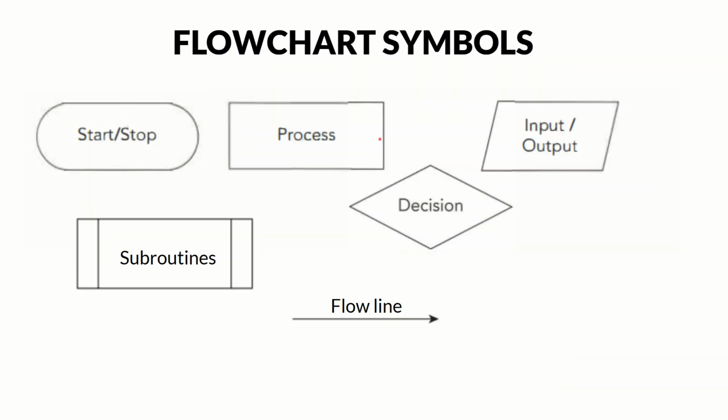So these are the symbols. We have the start or the stop, the same thing. We have the process. Look at the symbol of the process. It's a rectangle. Look at the symbol for input and output. It's a parallelogram. The input and output have the same symbol. Then you have the decision. The decision is a diamond. Then look at the subroutine. We'll talk about subroutines. Subroutines are talking about functions and procedures. We'll talk about it. So look at how the subroutine is.